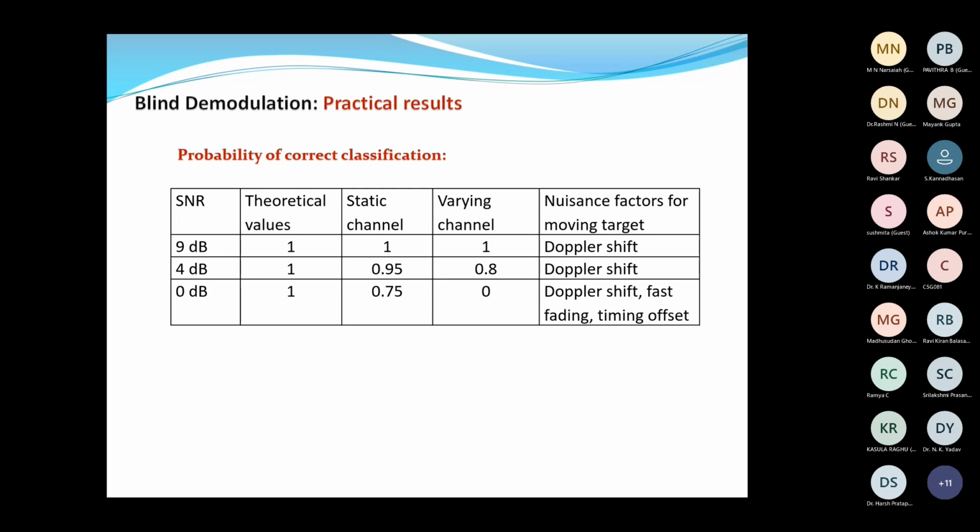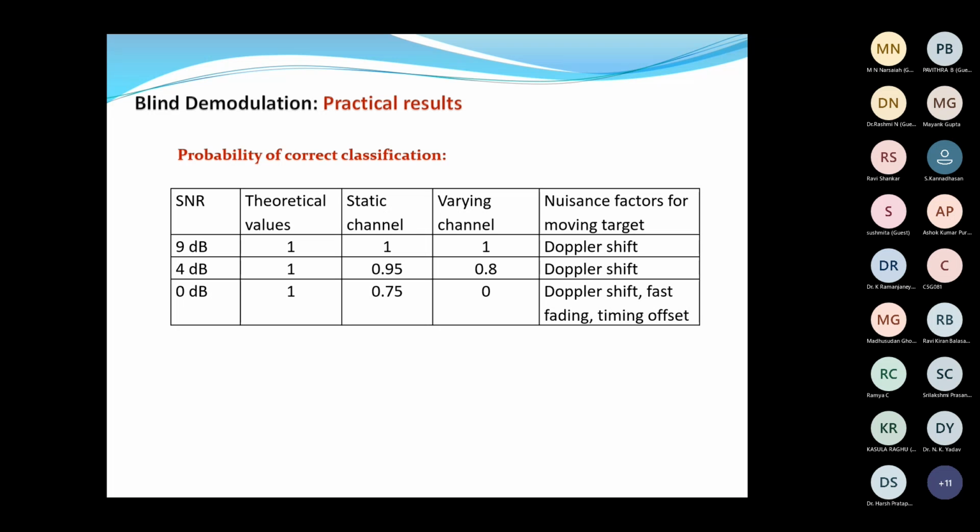Now, as we reduce the signal level, let's say at 4 dB SNR, the theoretical value is again 1, and in static channel, there is a slight deterioration that could be because of the effect of influencing parameters like Doppler shift and the less SNR, of course. And again, for the varying channel also, we have a deterioration compared to the theoretical value, attributed to again the Doppler shift.